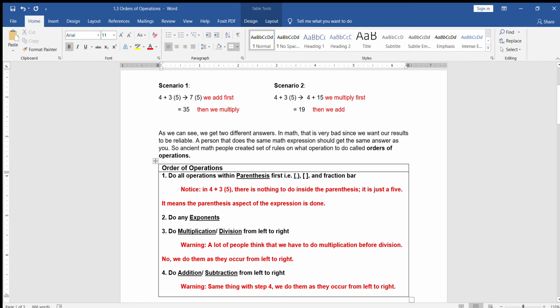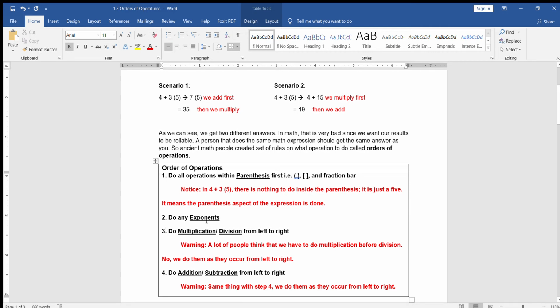It can be curly parentheses, it can be boxy parentheses, and it can even be a fraction bar. How does a fraction bar work? We'll cover that later. But notice in the expression given above, 4 plus 3 times 5, there's nothing inside the parentheses, so there's no operation to do. The parentheses part of this expression is already over, so we don't need to do step 1 on this expression.